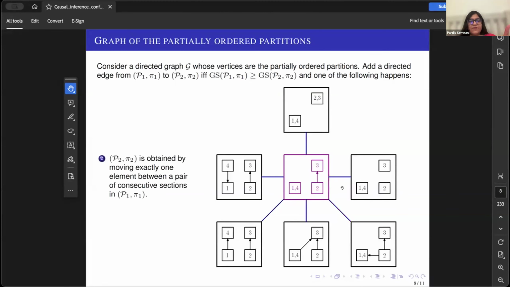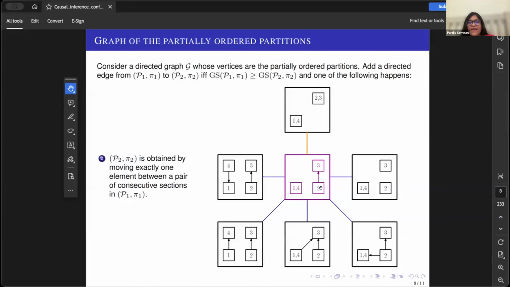The other rule that we use is the following. P2 pi 2 should be obtained from P1 pi 1 by moving exactly one element between a pair of consecutive sections. Back to our example, we have a pair of consecutive sections, which is 2 less than 3. By moving one element between these two sections, we basically have to merge them. So 2 and 3 get merged, and we get this new partially ordered partition where the partition consists of the blocks 1, 4 and 2, 3, and there's no non-trivial pair in the partial order. So that's the second way of getting edges.